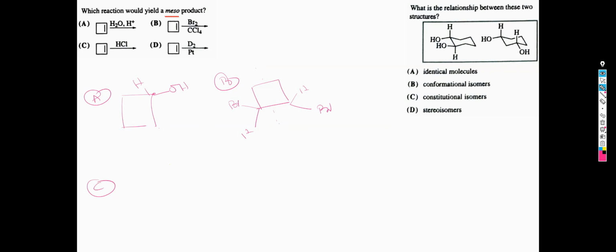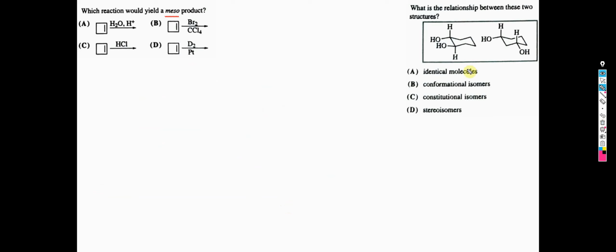If you look at C, just like A, C is going to give you something that does not have a chirality center. So D, let's look at it from this angle. The hydrogens that are already there are going to be on the same side, and the deuteriums you're adding are going to be on the same side as well. So now this has a mirror plane, therefore D is going to be the right option.